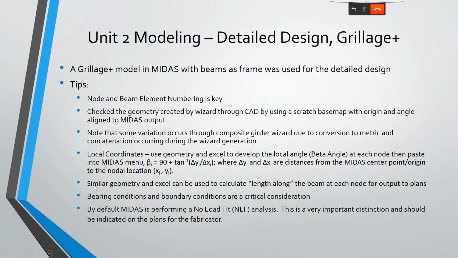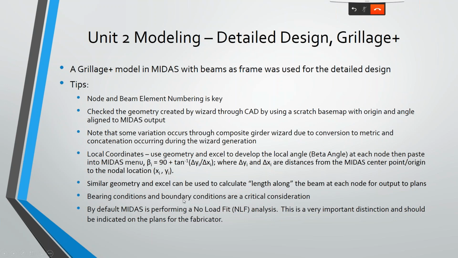It also allows you to do similar things between the geometry in Excel and a length along. So you can calculate from the nodes a length along the beam at each node. That's really important when you're trying to take, say, stress regions or the shear stud locations from the output into your plans. You really need to know that length along in order to get that. You can calculate that using just simple geometry in Excel, but that's an important note as well.